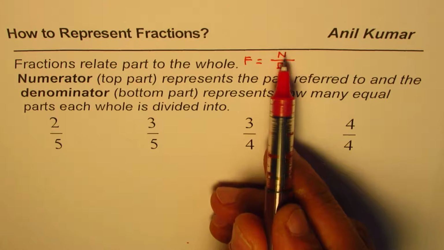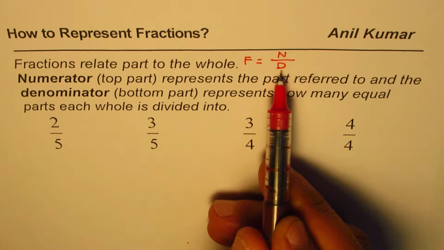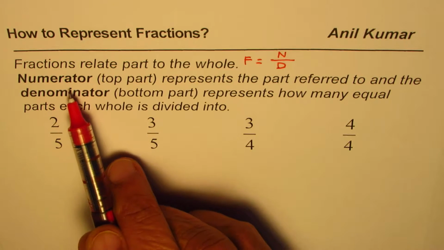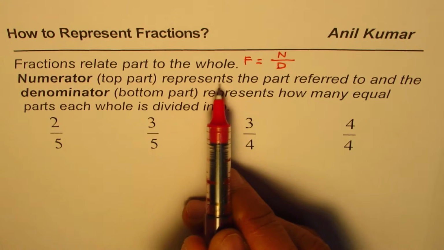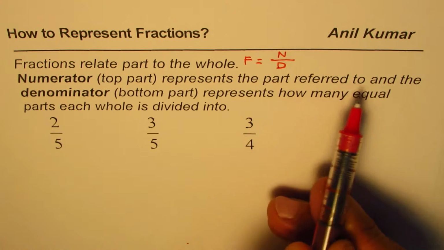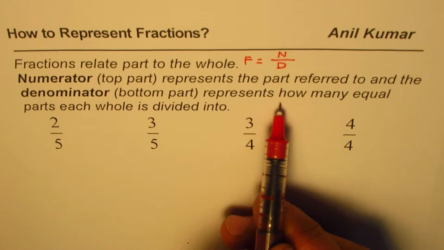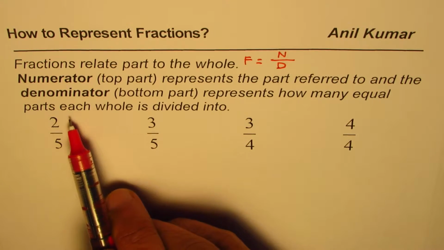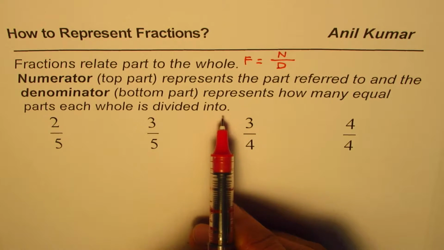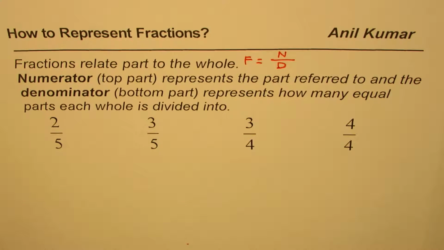The number on the top is called the numerator, and the number at the bottom of this bar is called the denominator, right? So the numerator is the top part that represents the part referred to, and the denominator, the bottom part, represents how many equal parts each whole is divided into. So that is how we define numerator and denominator, right?